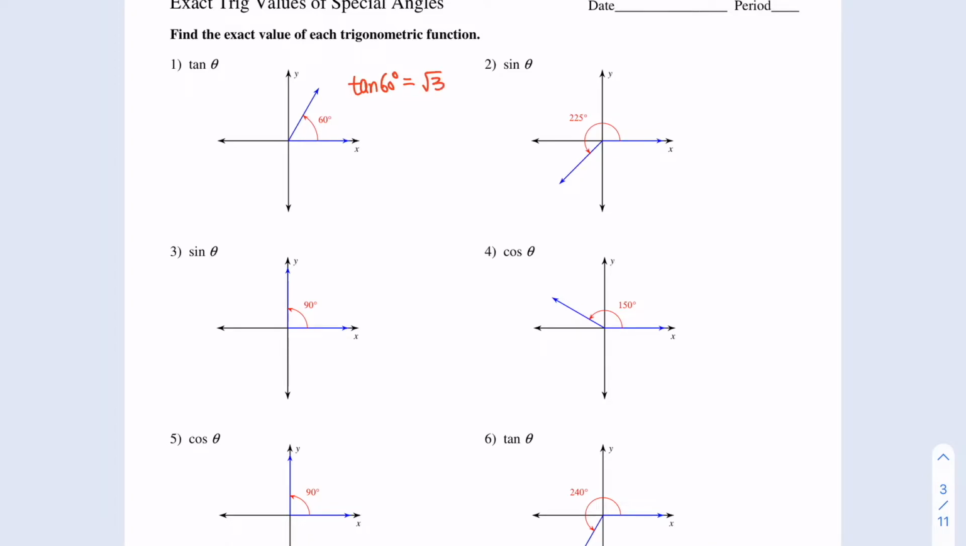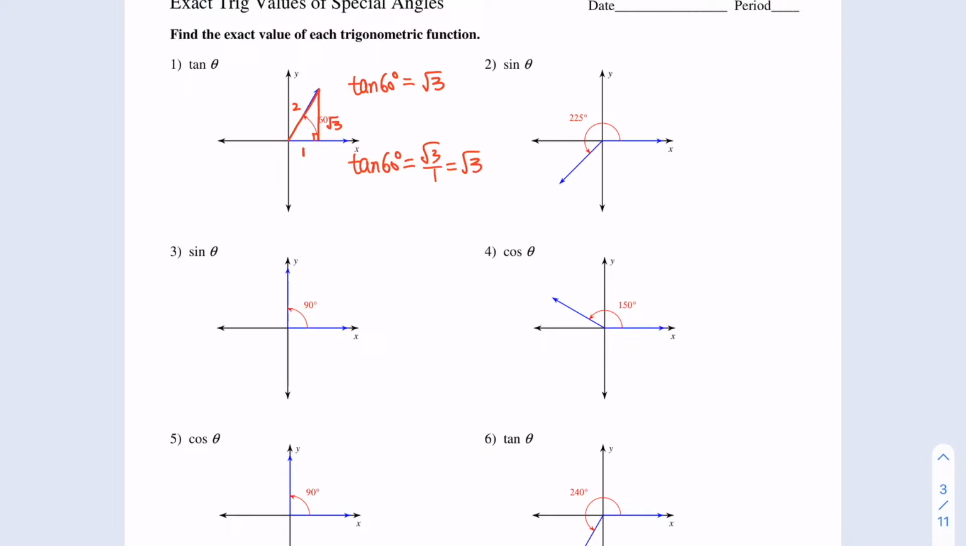If you don't remember the table, you just draw the triangle. This is a 30-60 triangle, so the sides are 1, 2, radical 3. Tangent equals opposite over adjacent. Square root of 3 over 1 gives us square root of 3.